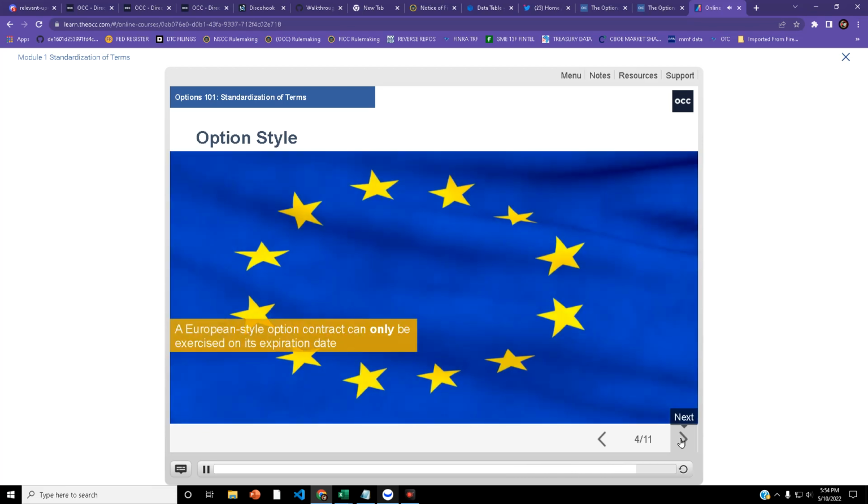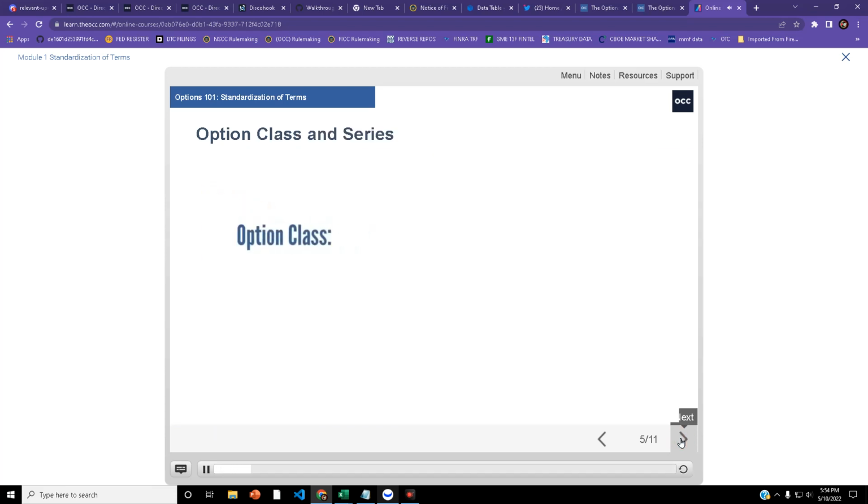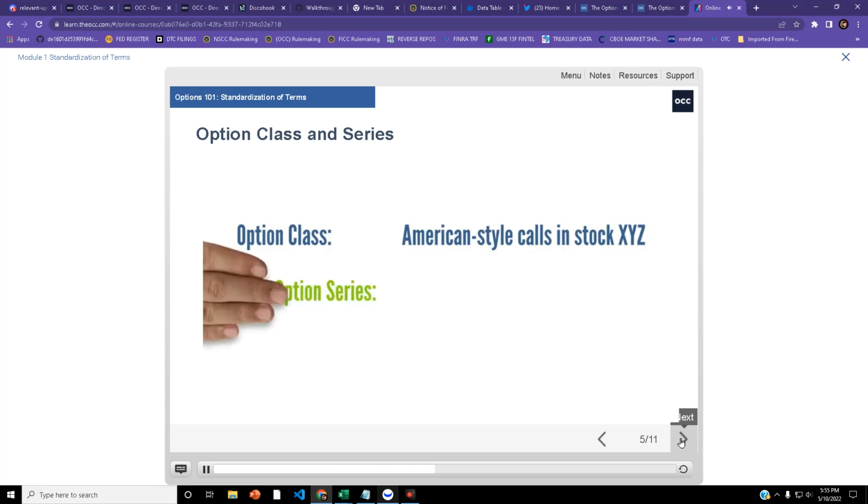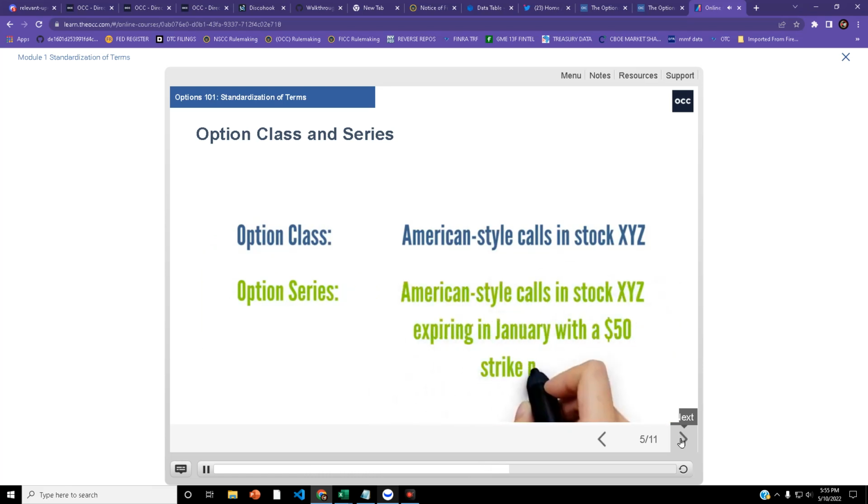European-style options are different in that they can only be exercised on the expiration date. An option class refers to options of the same type and style with the same underlying stock. So, in the example, American-style calls in XYZ would be considered the option class. The option series extends the class definition by adding an exercise strike price and an expiration. For example, American-style calls in XYZ with a January expiration and a $50 exercise strike price would be considered an option series.